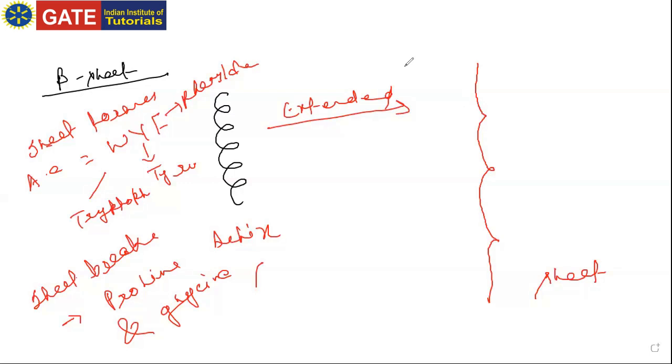In the beta sheet, actually, in the alpha helix we already discussed the hydrogen bond will be intrachain, meaning in a single chain only the hydrogen bond will form. But in the beta sheet, the hydrogen bond is interchain. It is not intrachain.